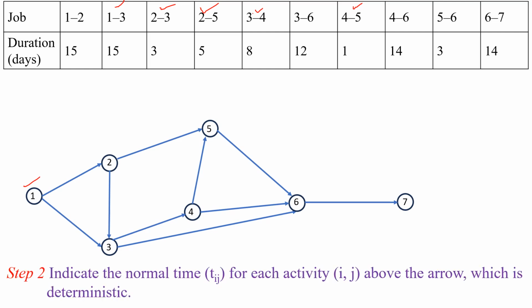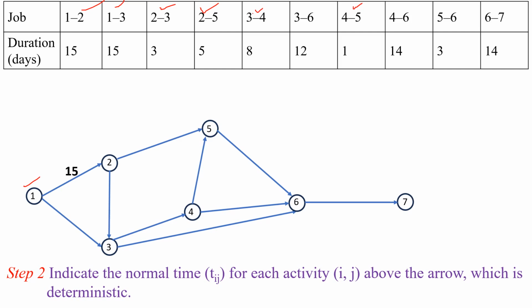Next we have to see the second step. Indicate the normal time for each activity above the arrow, which is deterministic. Here it is given that the time duration is deterministic. Then we have to represent each time duration above the arrow. First observe the activity 1 to 2, time duration is 15. We have to represent the 15 above the arrow for activity 1 to 2.